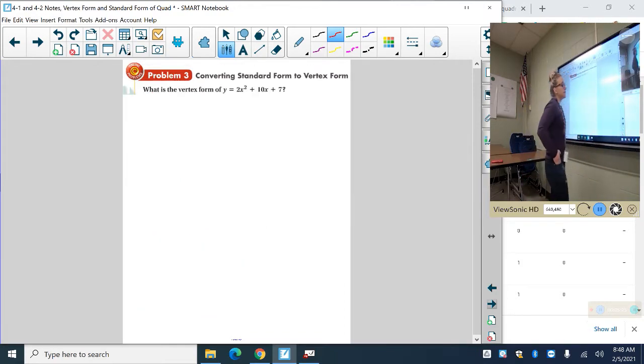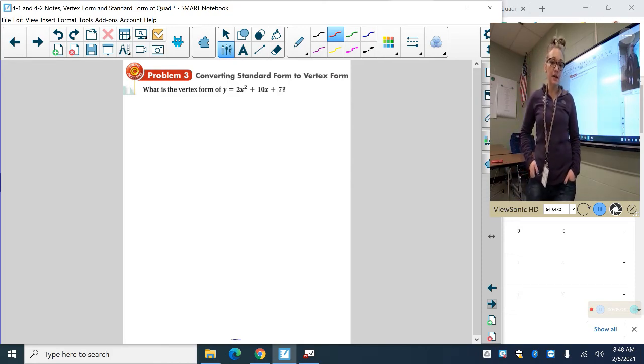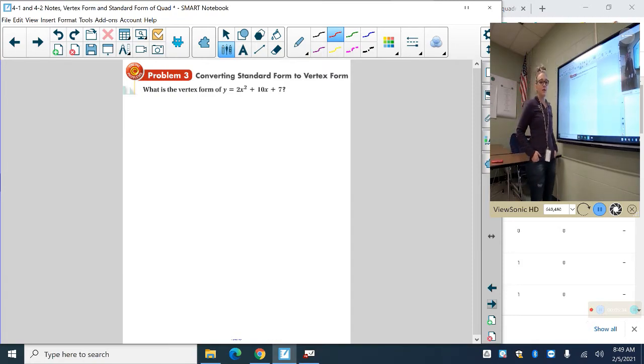Now, they're not always going to come out pretty like that. Sometimes you will have fractions. Use a calculator if you have to. Don't skip the fraction ones, just use a calculator, or you can graph it on Desmos and find the value. So in this case, we'll do one that has a fraction. My a value is 2, my b value is 10, and my c value is 7.